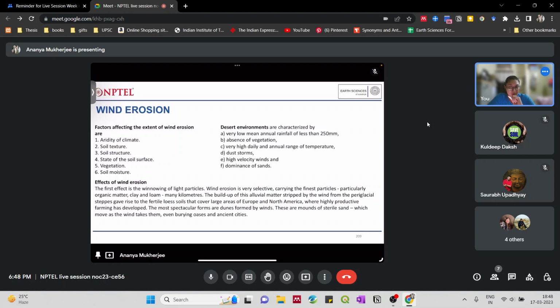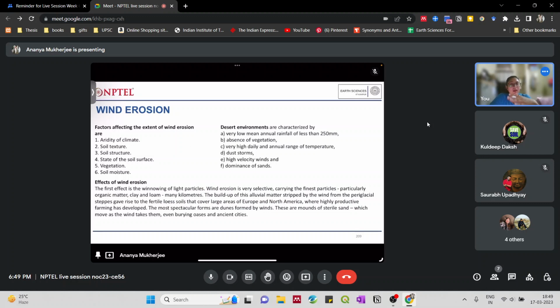Okay, so this fine sediment deposit that is happening is also called loess. Loess soil or loess deposits. And these are very fertile in nature, and very productive for farming purposes.